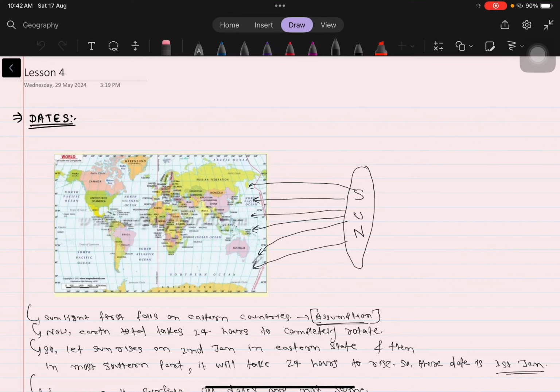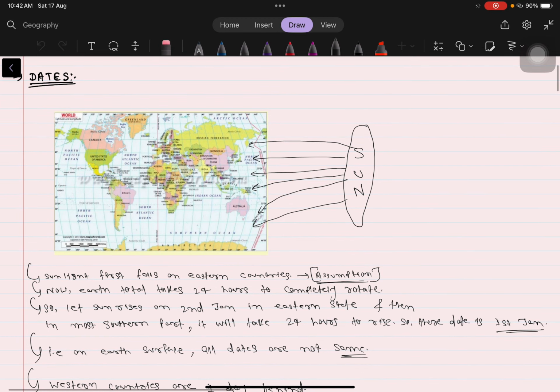So hello everyone, let's discuss lesson 4 of physical geography. We know longitudes. Longitudes are the reason behind the change in dates and the time between the eastern and the western countries. We had already discussed the time variation between eastern and western countries. Now let's discuss the dates.